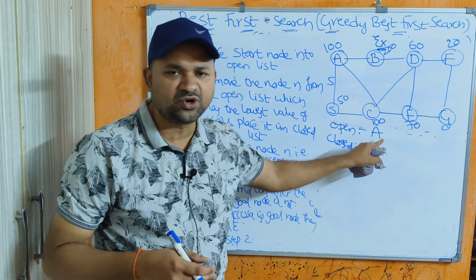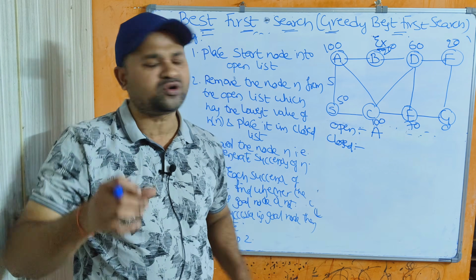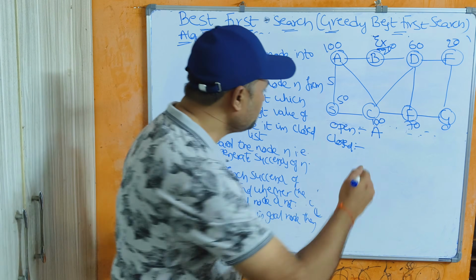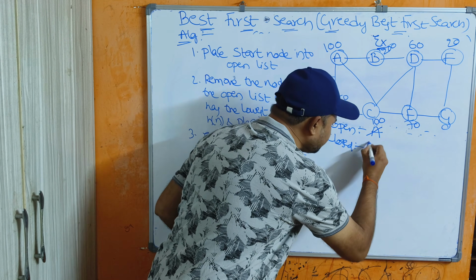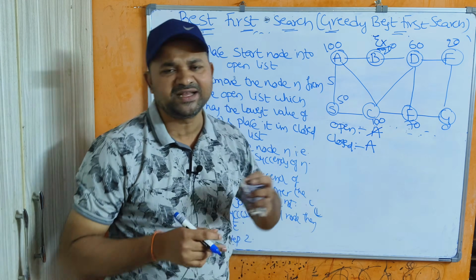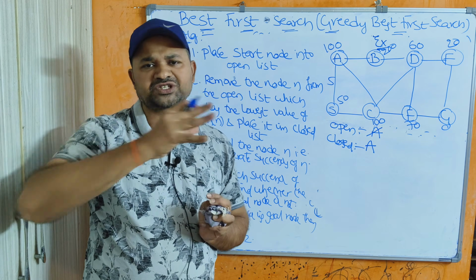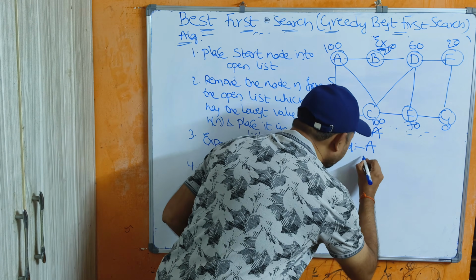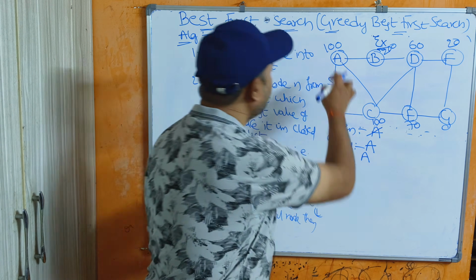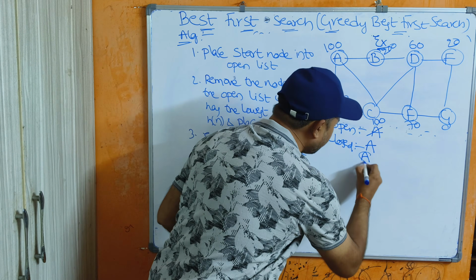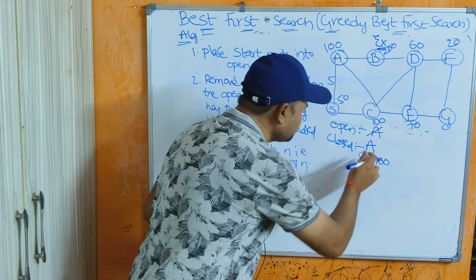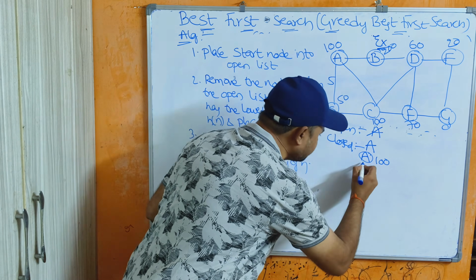So this is the starting node. Now we need to explore the successors of this node. For that purpose we have to remove this node from the open list and place it in the closed list. Why? Because the closed list contains the nodes that are already traversed. So A is the starting node. What is the heuristic value of A? 100. So now we are expanding this one. Remove this node from the open and place it in the closed.